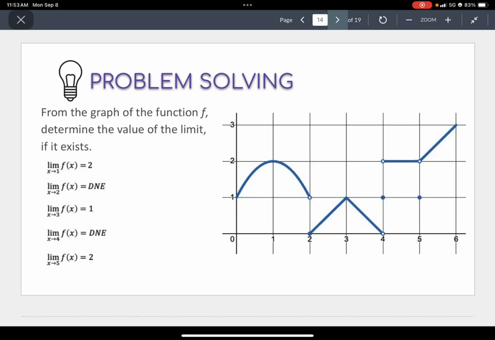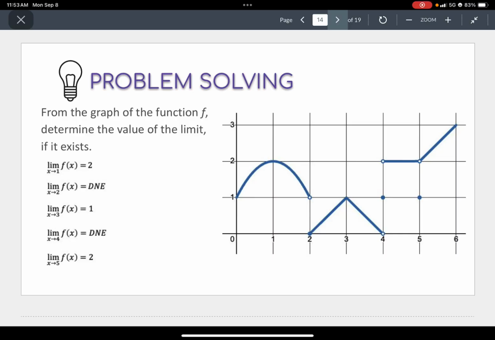Moving on to the limit as x approaches 3. We can see that as we move from 2 to 3, the function value approaches 1. Likewise, as we move from 4 towards 3, the function's values also approach 1. Therefore, the limit of f of x as x approaches 3 is in fact 1.